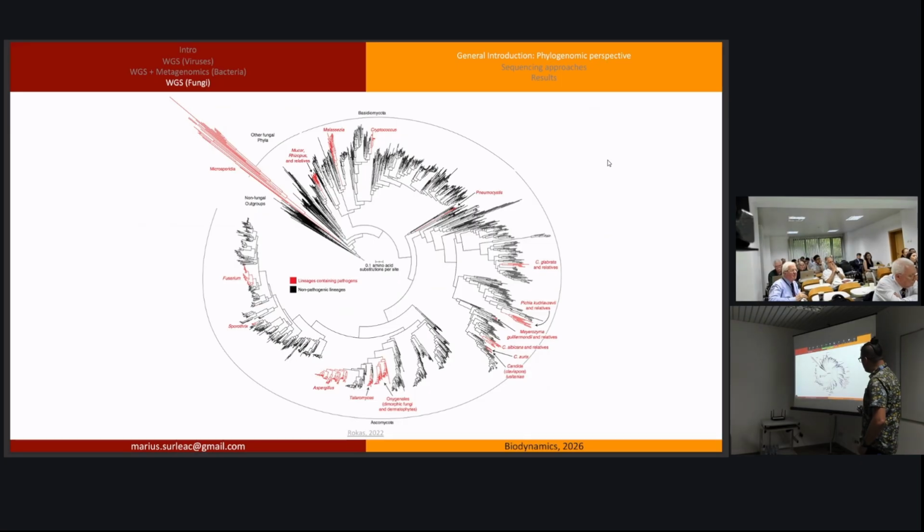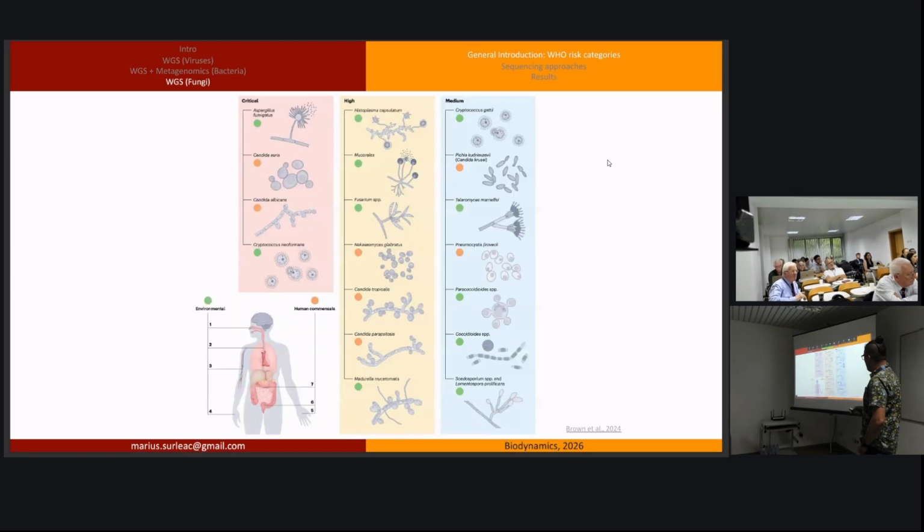This segment tells us that we have a 0.1 amino acid substitution per site. So we noticed that some fungal species evolve rapidly with a lot of mutations compared with others, like Candida auris in this case. The WHO designated the fungi into three main risk categories: the critical, the high, and the medium one, and some of them are associated with the environment, while some are human commensals.